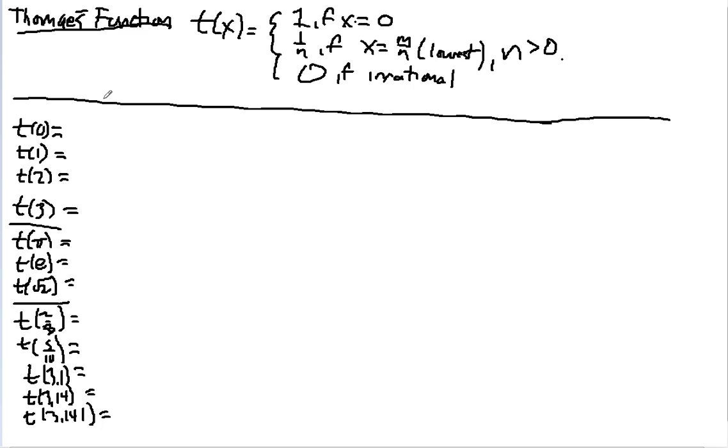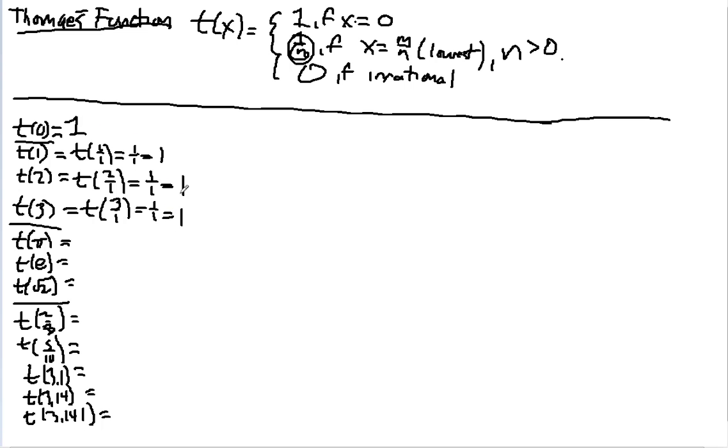So first of all, let's just figure out some values. T of 0 is easy enough to figure out. It's just 1. T of 1, well, I can write that as a fraction, 1 over 1. And this says it's just 1 over the denominator, which equals 1. Similarly, T of 2 is 2 over 1. That's a reduced fraction, which equals 1 over 1, which equals 1. And T of 3 is 3 over 1, but that's 1 over n, where n is just equal to 1. So for the integers, you always just get a value of 1, because you would just write down the integer divided by 1, and then the denominator is 1.